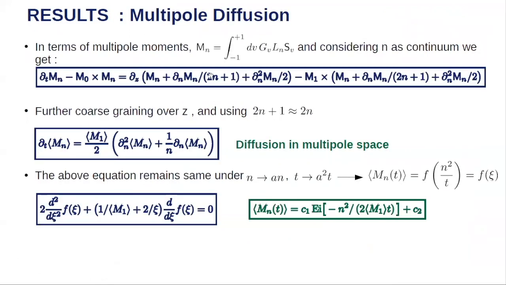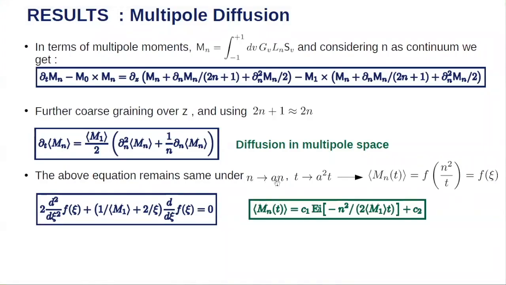To capture the physics of these results in the nonlinear regime, we introduce two concepts. One is multipole diffusion. To understand this, we write the equation of motion in terms of multipole moments, which are defined as the Legendre polynomial moments of the polarization vector. This reduces the equation of motion to equations for different multipole moments, labeled by the index n. Then we use coarse graining over the spatial direction, and for a large number of multipole moments we get an equation which looks like a diffusion equation in multipole space.